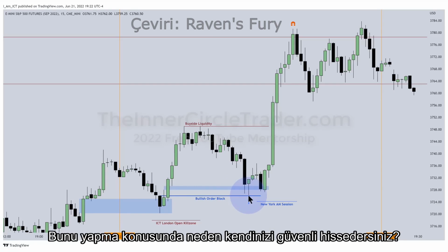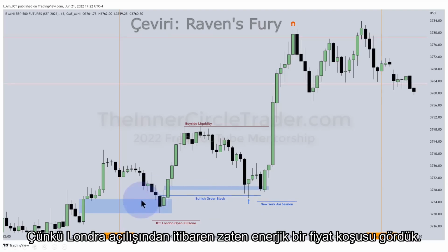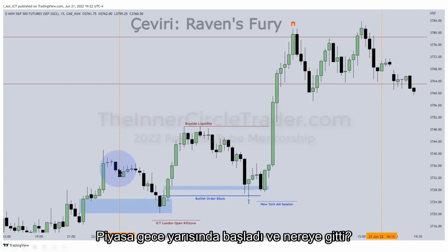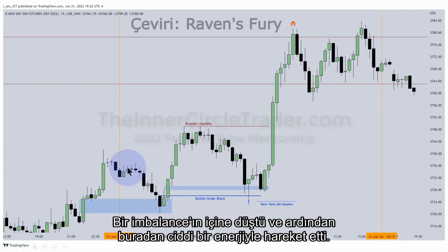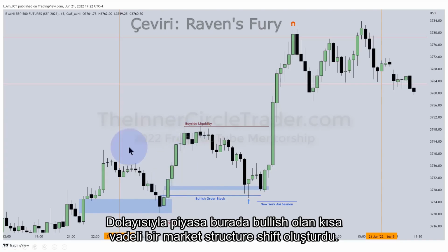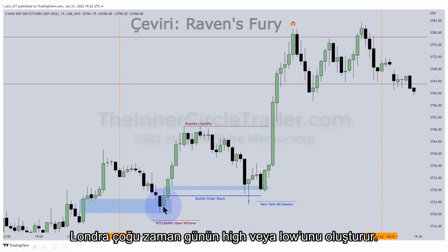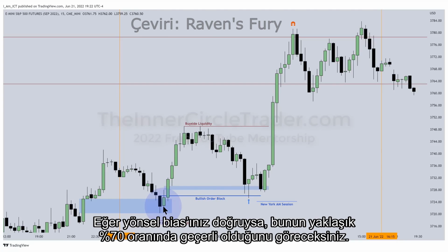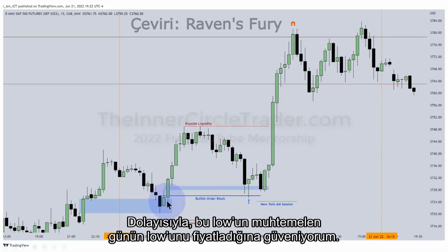Why would you feel confident to do that? Because we already have an energetic price run from London Open. The market started at midnight and went where? Did it go up? No. It went down into an imbalance, and then there was a lot of energy off of that. So the market created a short-term shift in market structure here that's bullish. London creates the high or the low most of the time. 70% of the time, you're going to find that that is true if your directional bias is correct. So I'm trusting that that low is probably pricing in the daily low.